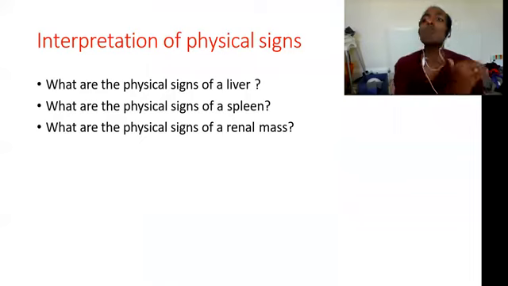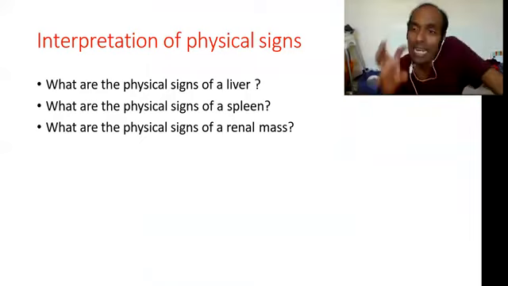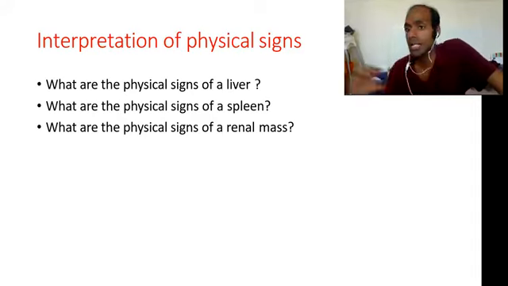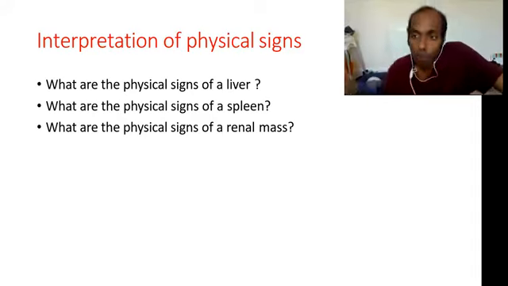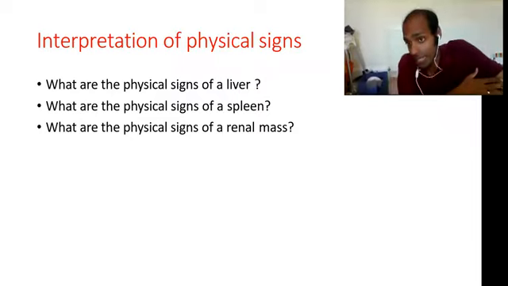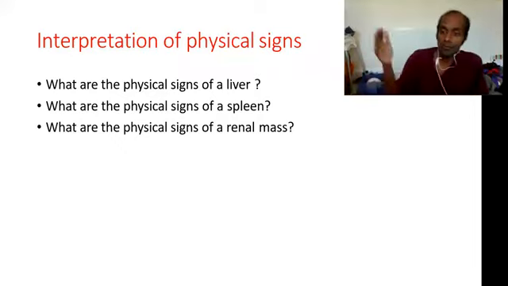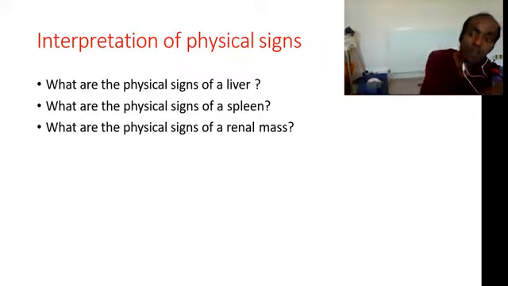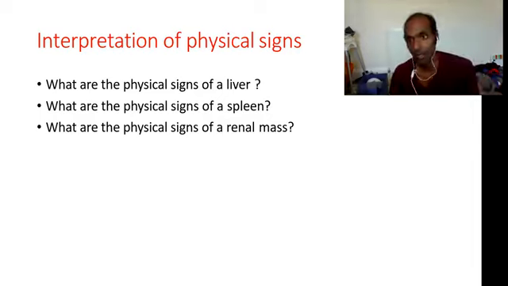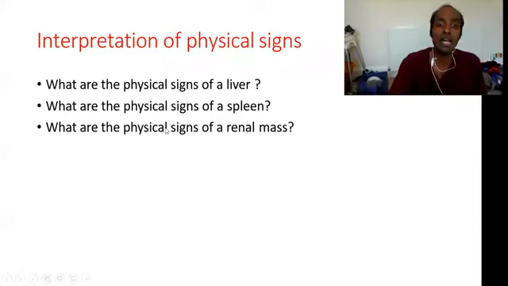And what happens if you percuss this mass? On percussion, because the kidney is a retroperitoneal structure, you will have bowel lying on top of it. So there will be regions of resonance. These are called bands of resonance. So when you percuss the kidney, you will find bands of resonance on the surface. Those are the physical signs of a renal mass.